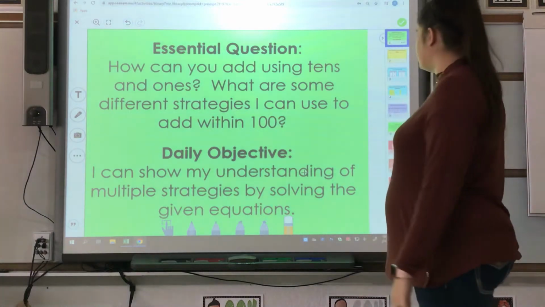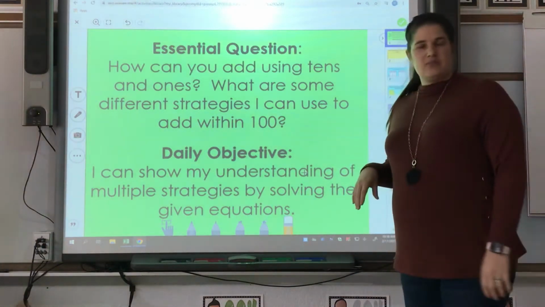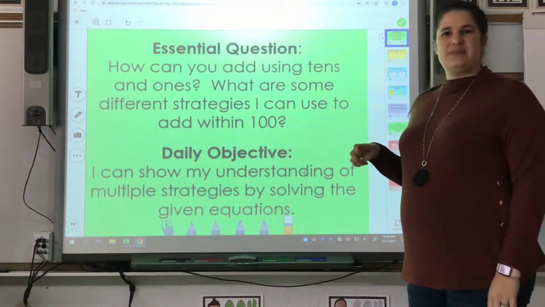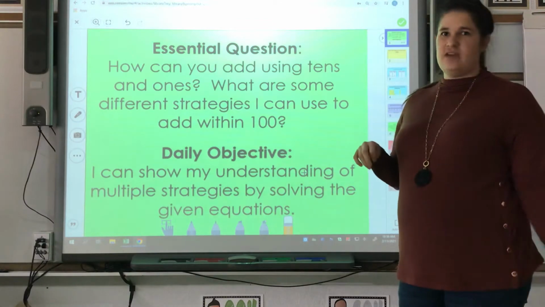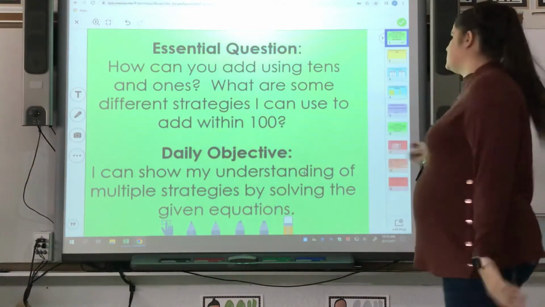For our Cluster 5 assessment. Make sure after you've done your review problems, you go to the assignment section and you complete your assignment independently today. We all know that the word independently means that we complete it by ourselves.